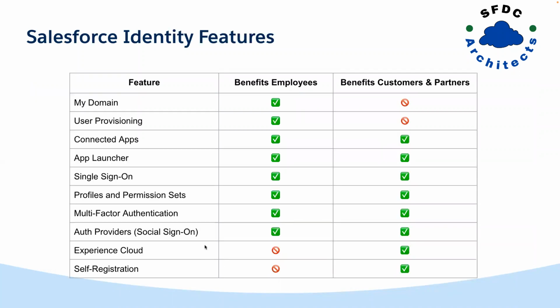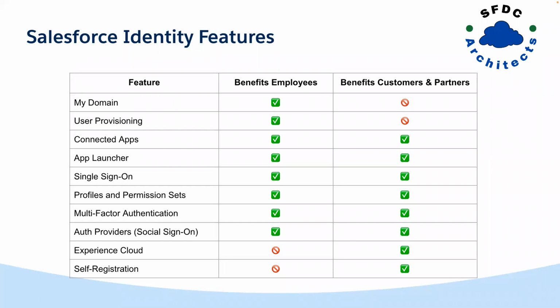And so looking at the features that Salesforce provides, everything in green is available on the middle column for employees. And all the way on the right, you see what benefits customers and partners. So My Domain is actually not available for customers, only for employees. Same thing for user provisioning. And then you see the list: connected apps, app launcher, single sign-on, profiles and permission sets, multiple factor authentication, which is not contractually required by Salesforce. Auth providers, if you want to let somebody sign into your Salesforce org with Google, you can, or Facebook or LinkedIn. And then you have Experience Cloud and self-registration.